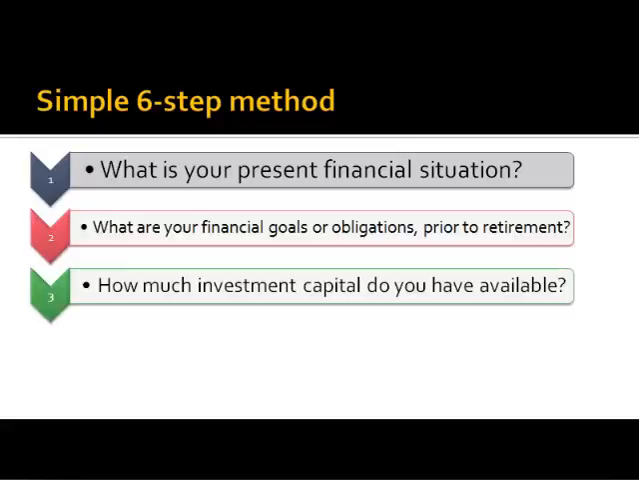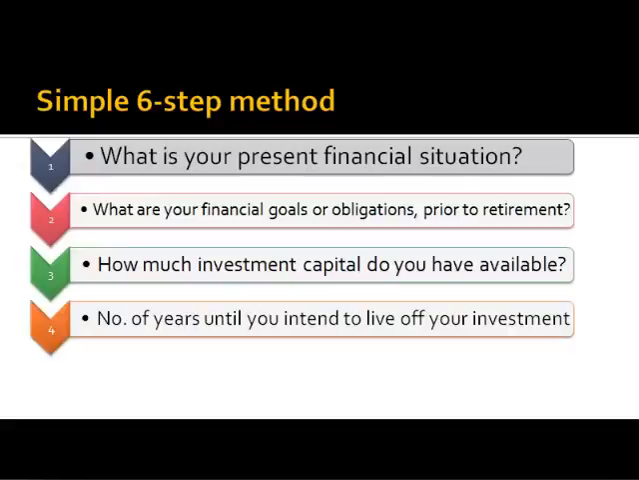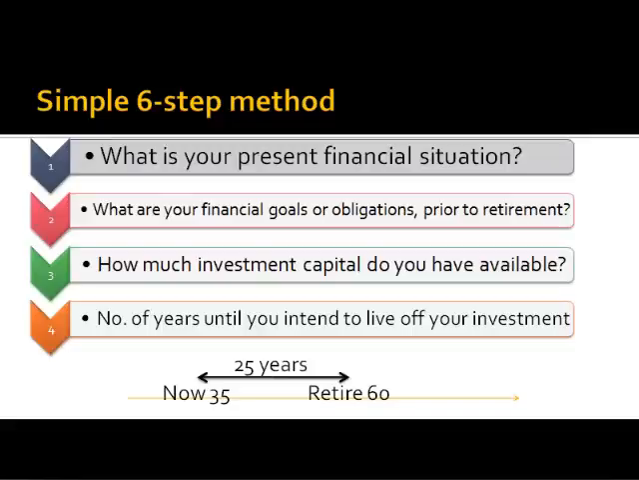Now let's move forward to step 4. In step 4, we have to decide the number of years until we intend to live off our investment. In James' case, he decided he wants to be able to retire at the age we mentioned earlier, in 25 years' time. This means that he has 25 years to save and properly invest his excess income for the use of his retirement life.